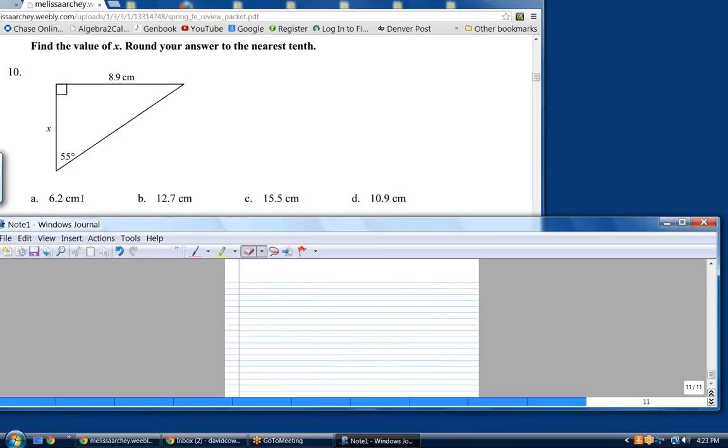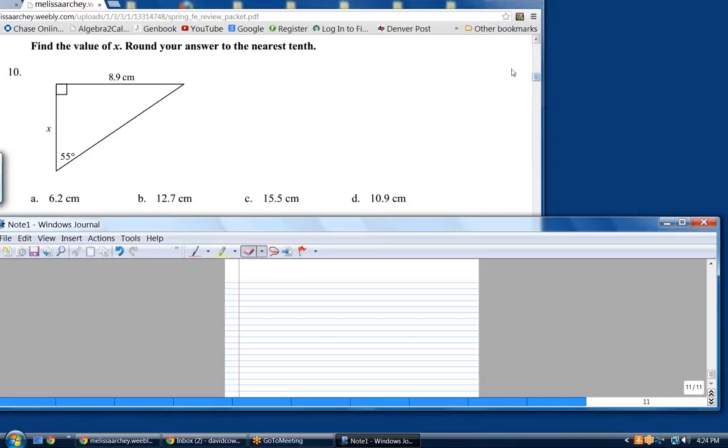Now, believe it or not, we could have come up with that without doing any math at all. Why? Because this side, since it's opposite a 55-degree angle, has to be bigger than x, which is opposite a 35-degree angle. Remember that the biggest side of a triangle is always opposite the biggest angle? The smallest side is always opposite the smallest angle. So x has to be the smallest side of this triangle. Well, of the 4 answers given to us, there's only one answer there that's smaller than 8.9.